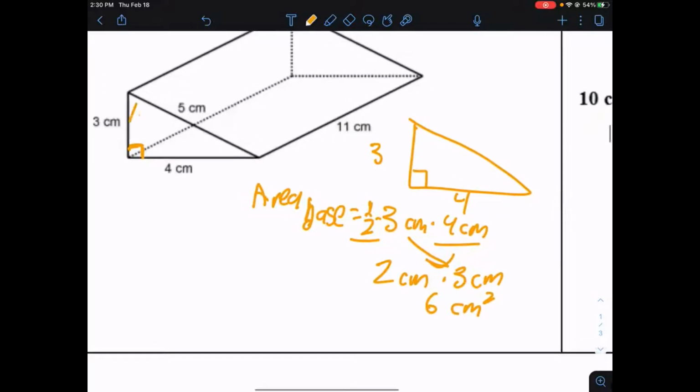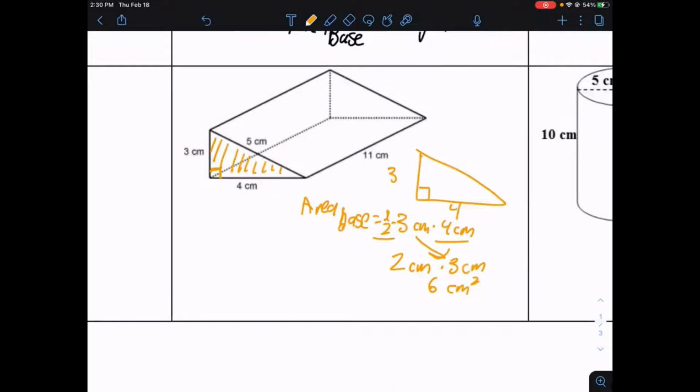Okay, so the area of this front triangle is 6, and now we need to multiply it by the height. Okay, so the height connects the two identical sides. So connecting the front and the back is the 11.